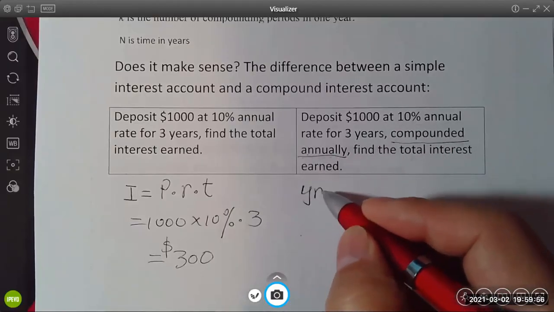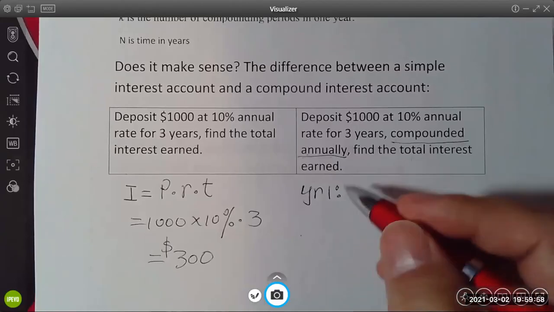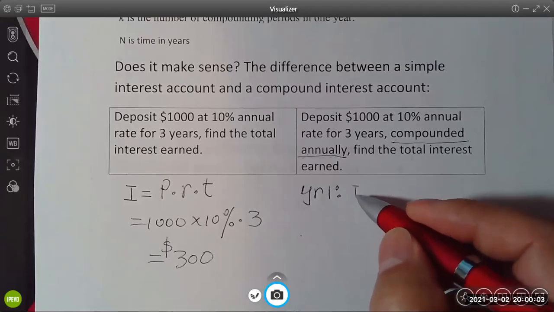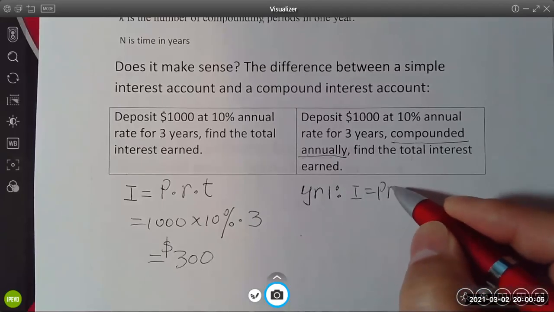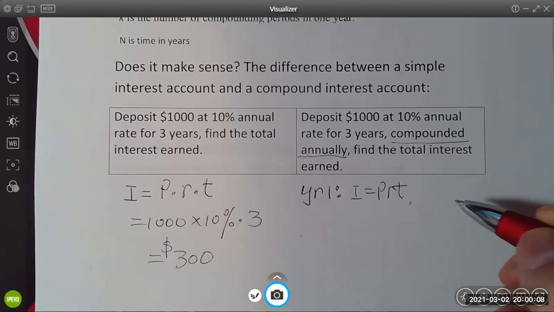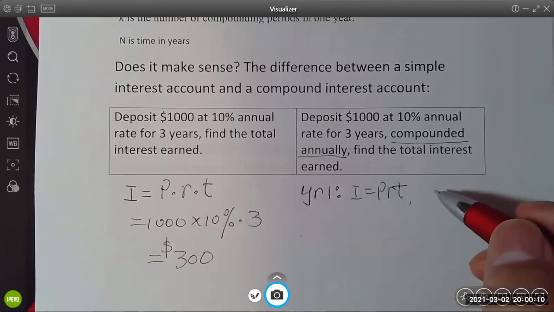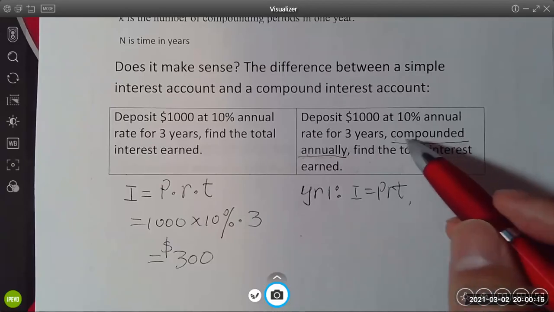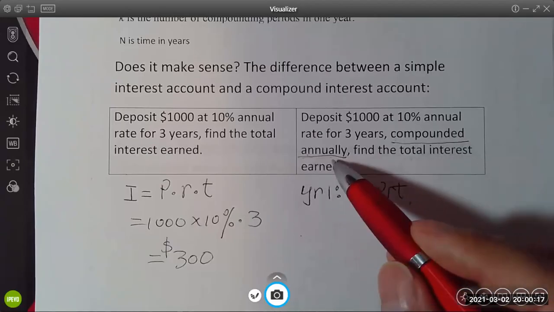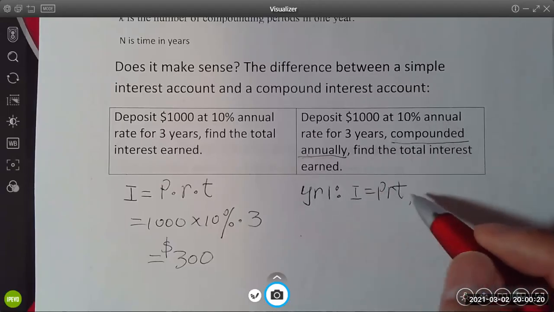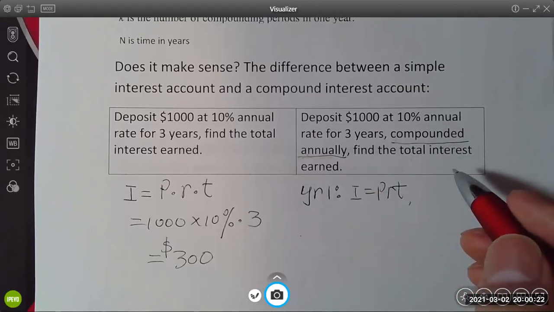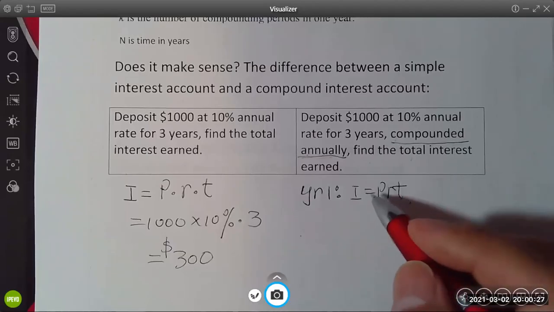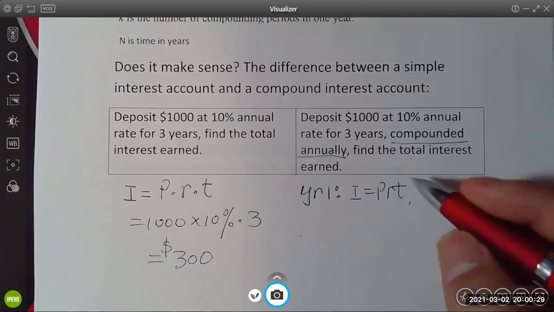Let's do year one first. So I'm going to calculate the interest at the end of the first year. So I can use I = PRT. You may ask why we use the simple interest formula if we have a compound interest account, right? Since this account is compounded annually, as we calculate at the end of that year, that means within that year, there's no compounding. That's why we can still use a simple interest formula at the end of each year.